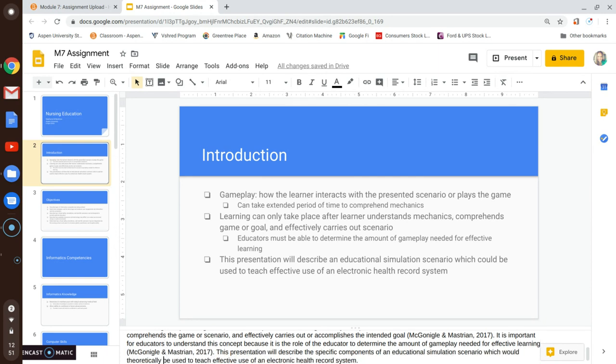It is important for educators to understand this concept because it is the role of the educator to determine the amount of gameplay needed for effective learning. This presentation will describe the specific components of an educational simulation scenario which would theoretically be used to teach effective use of an electronic health record system.